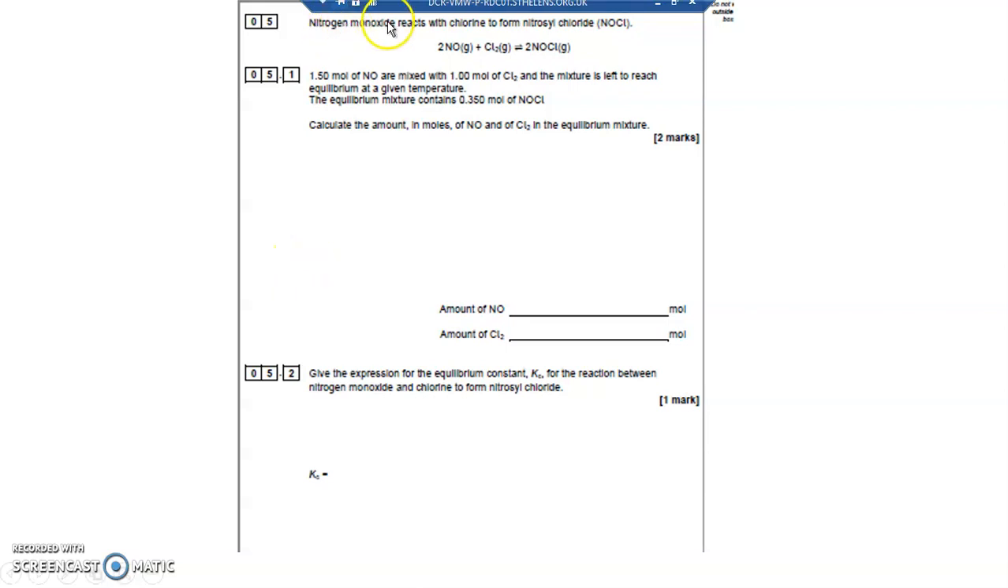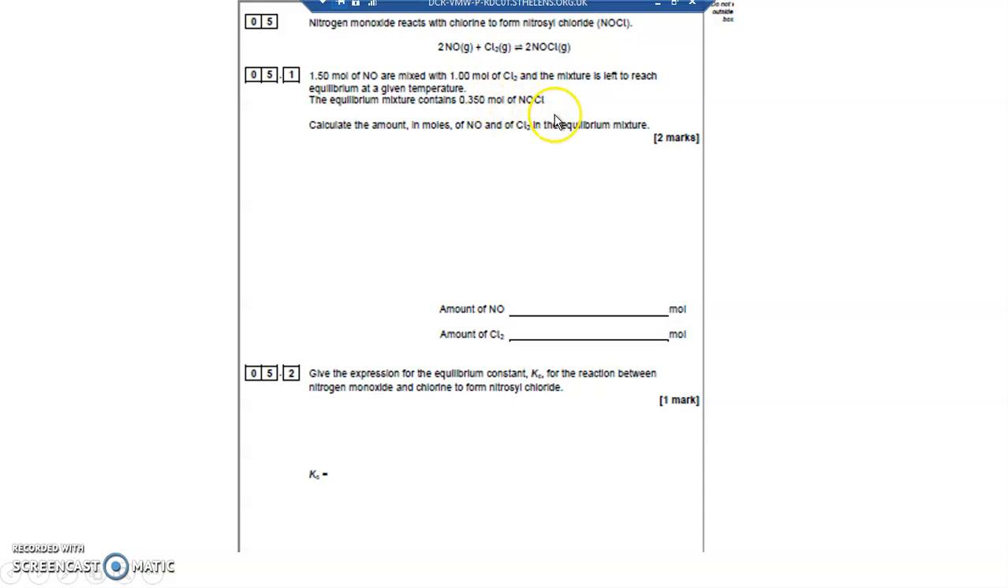Question 5. Nitrogen monoxide reacts with chlorine to form nitrosyl chloride, NOCl, and I've got an equilibrium reaction here. 1.5 moles of NO are mixed with 1 mole of Cl2 and the mixture is left to reach equilibrium. So when I mix the two reactants on the left, I actually haven't got any products on the right initially. So I haven't got any NOCl made at all. But then in the equilibrium mixture, it tells me I've got 0.350 moles of NOCl. Calculate the number of moles of NO and Cl2 in the equilibrium mixture.